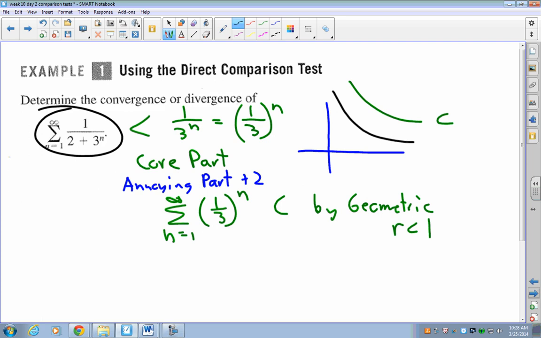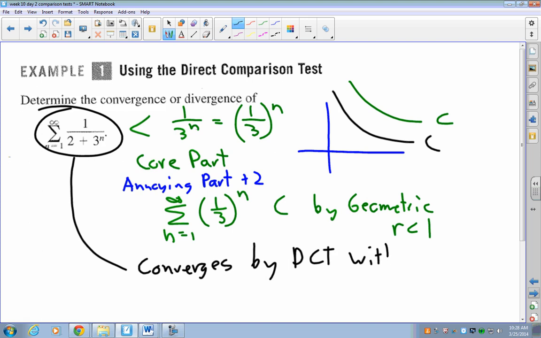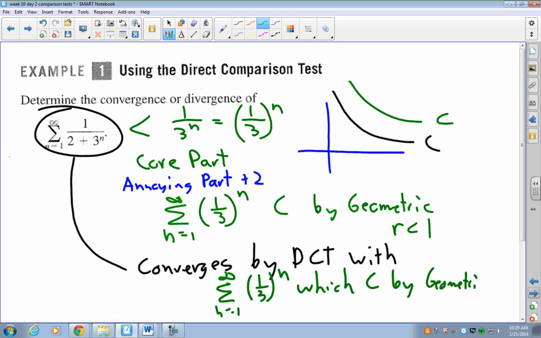So what happens to the black guy? Converges as well. So you can say this converges by the direct comparison test with the sum from n equals 1 to infinity of 1 over 3 to the n, which converges by the geometric series. There's many ways to write it. I won't really care as long as you kind of detail for me. How do you know? I used the direct comparison test with who? That guy. Why does that guy work? Because he's geometric. Go see how we did that one.